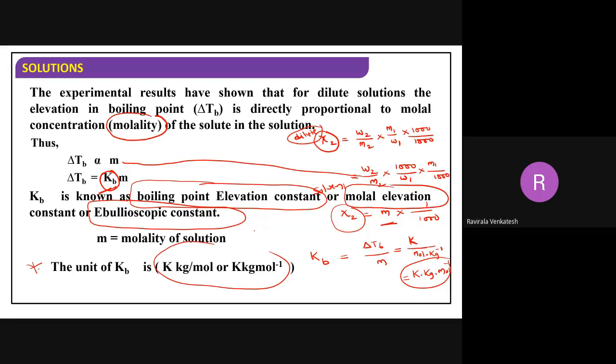Now this is very, very important from the examination point of view. Which option is correct for the units of molar elevation constant, otherwise the units for ebullioscopic constant? For temperature, Kelvin. For molality, mole per kg. So this is a very important question you may get in the examination. This is called the molar elevation constant.